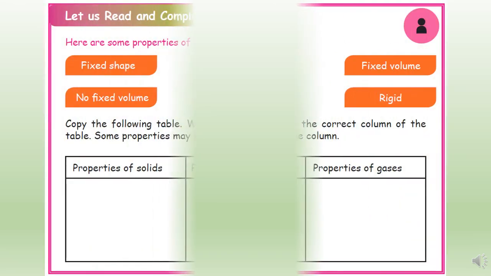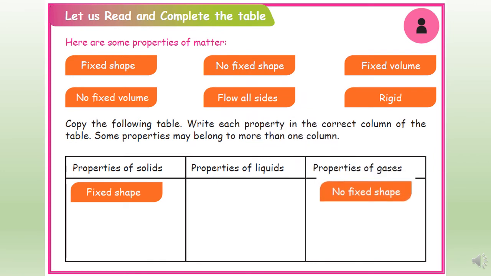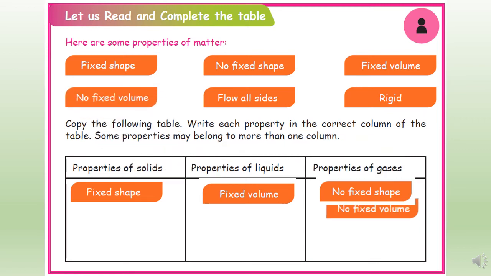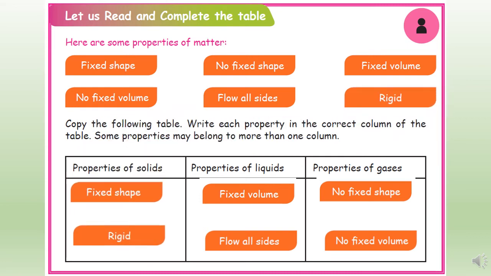Okay, here are some properties of matter, and we need to segregate them into solids, liquids and gases. The first one is fixed shape. So it goes into properties of solids. The second one is no fixed shape. It goes into properties of gases. Next one is fixed volume. It goes into properties of liquids. Then we have no fixed volume. It goes into properties of gases. Flow all side goes into properties of liquids. Rigid is a property of solids.